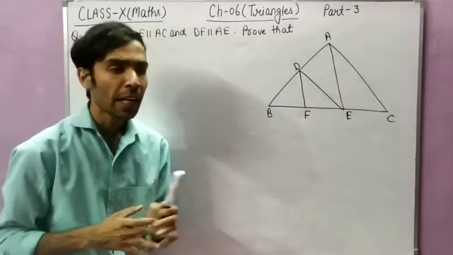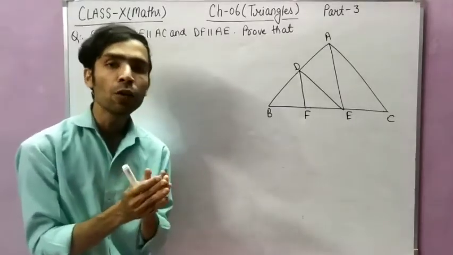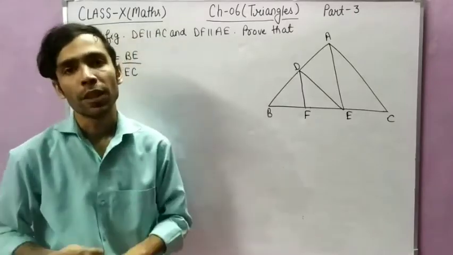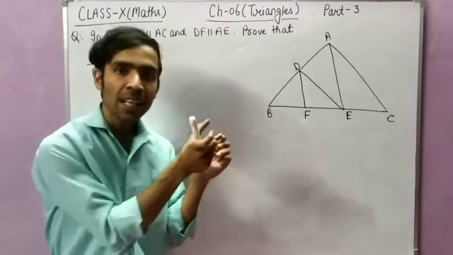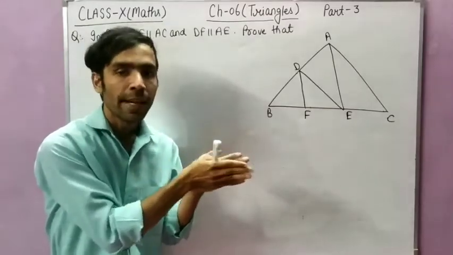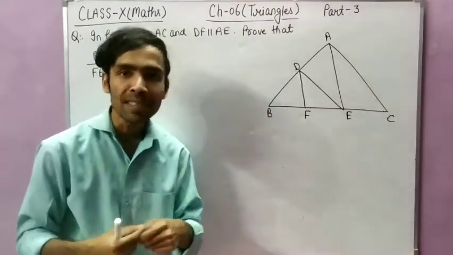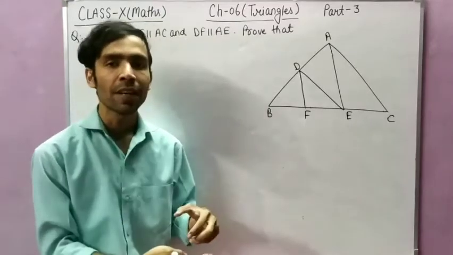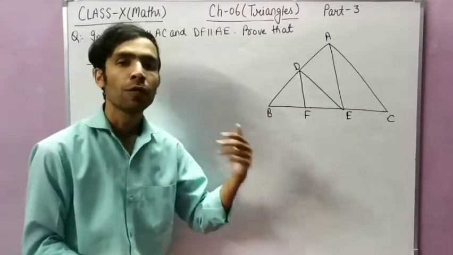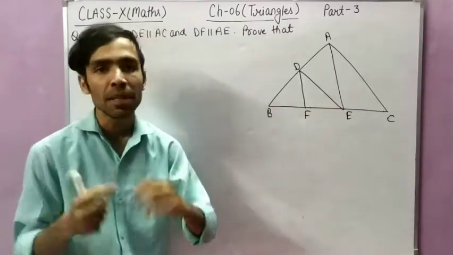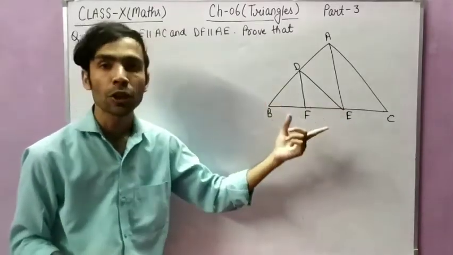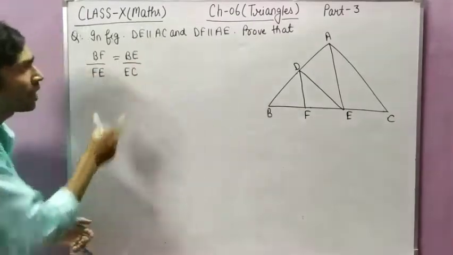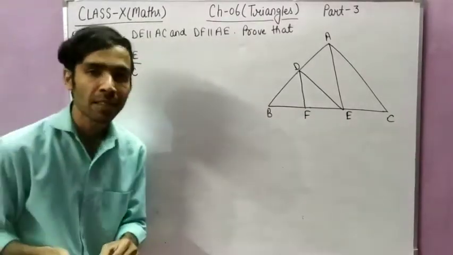So again, how will we know whether we are going to apply Thales theorem or the converse of Thales theorem? See, whenever parallel lines are given and you have to prove the ratio, it means that you have to apply Thales theorem. And whenever the ratio is given and you have to prove that this line is parallel to that line, then in that type of question, you have to apply the converse of Thales theorem. Okay, so see, we have to prove the ratio, so it means that we have to apply Thales theorem.